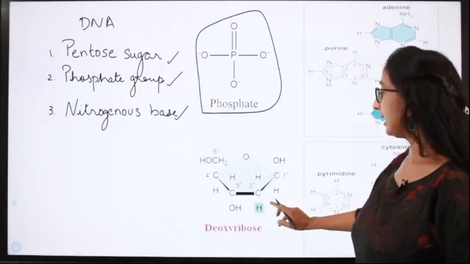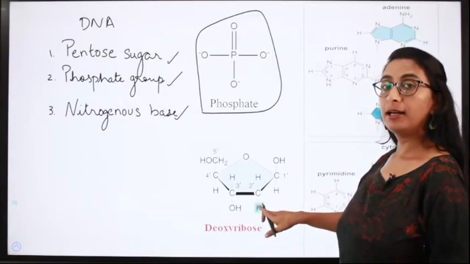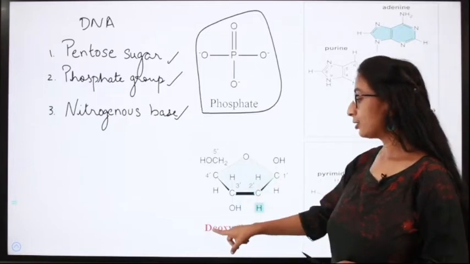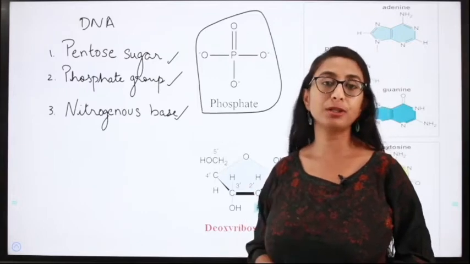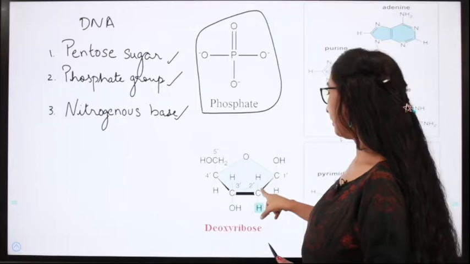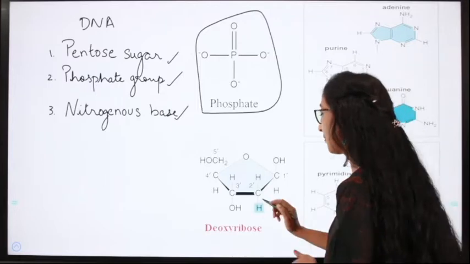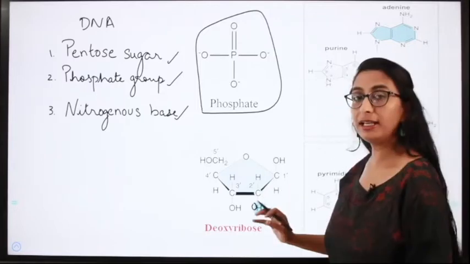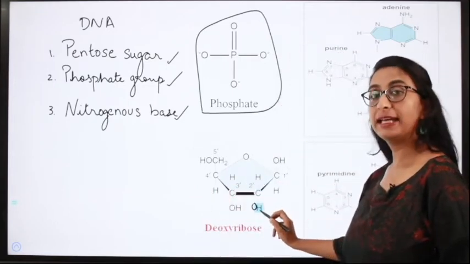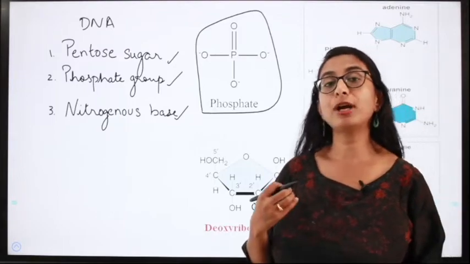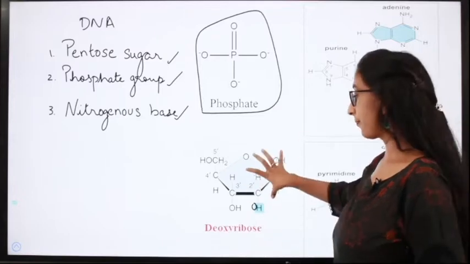Here you can see that in the second carbon atom we have H, that is a single hydrogen atom. That is why it is called deoxyribose, whereas in a ribose sugar, which is present in RNA, at the second carbon atom, instead of this we will have a hydroxyl group, that is OH. That is the difference between deoxyribose and ribose. Okay, at the second carbon atom if you have H, then it is deoxyribose, whereas if you have a hydroxyl group, that is OH, in this position, it becomes a ribose sugar.